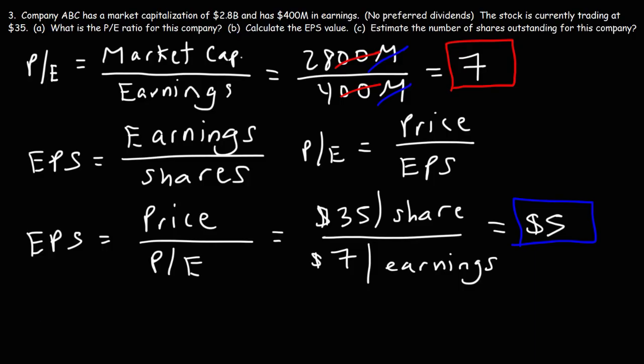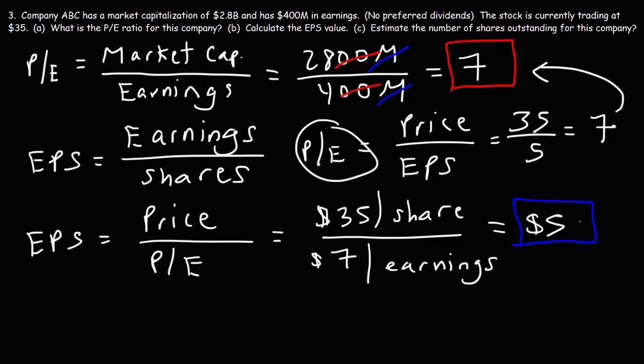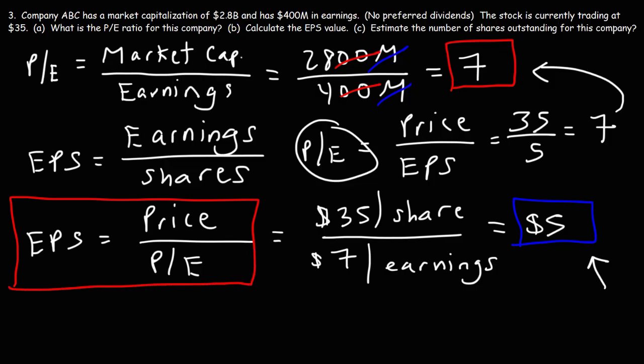Now, for those of you who may feel dubious about this, you can confirm it using this equation. The stock price, as we said before, is $35 per share. The EPS is $5. 35 divided by 5 is 7, which gives us the PE ratio. So that's how we know the answer is 5. So now you know how to calculate the earnings per share if you're given the stock price and the price to earnings ratio. Now let's move on to part C.